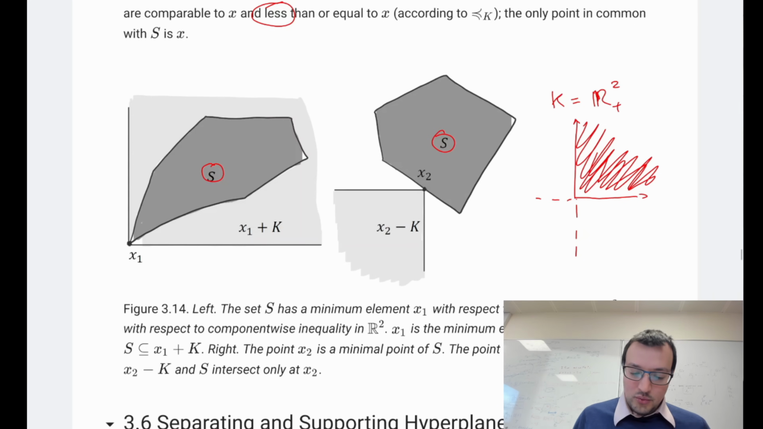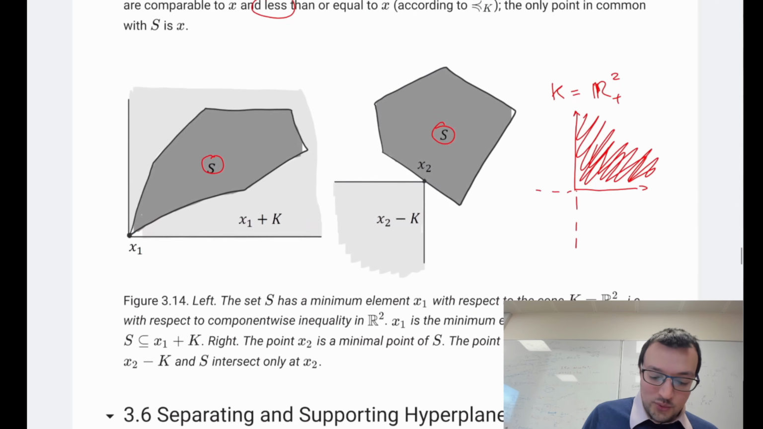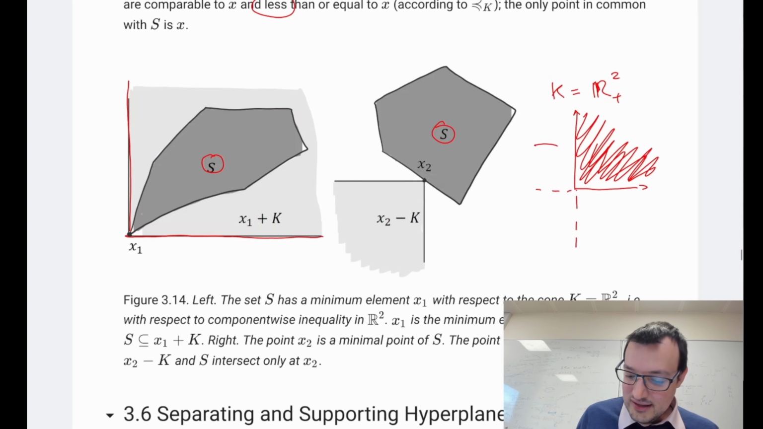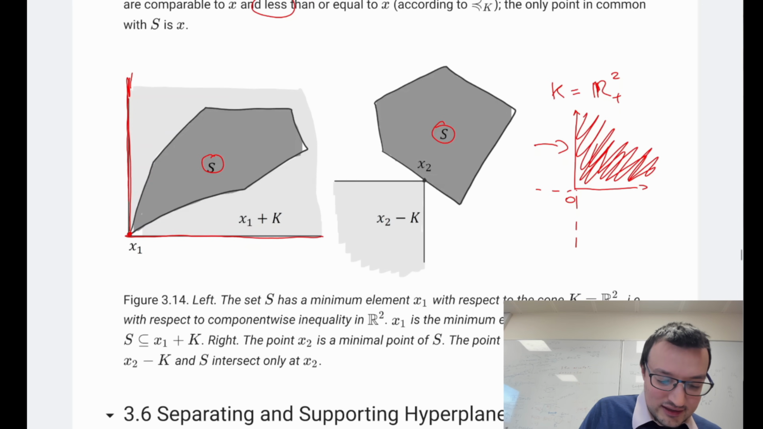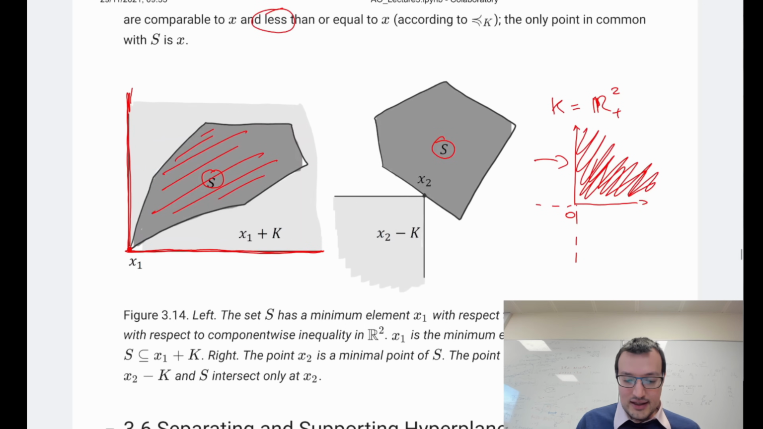Now the definition of minimum element is given here. S needs to be included in x plus K. If we do x plus K, well, x plus K is nothing else than this whole set here, because it's the non-negative orthant shifted, translated, so that the origin, the point 0, now is x1. So this is the translated non-negative orthant, x1 plus K, and it contains the entirety of S. And this confirms that x1 is a minimum.